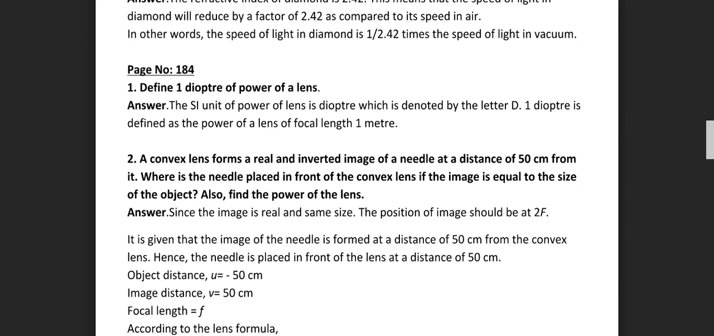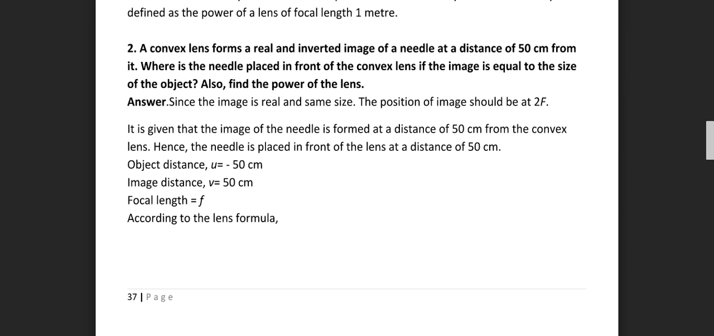The SI unit of power of a lens is the diopter, which is denoted by the capital letter D, and one diopter is defined as the power of a lens of focal length 1 meter. One diopter power is obtained when the focal length is 1 meter, because the formula for power is P is equal to 1/f. In this, you always have to take the focal length in meters. If it is given in centimeters, you have to convert it into meters first.